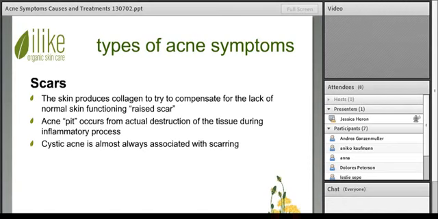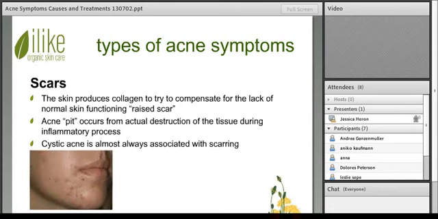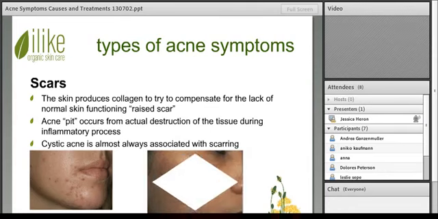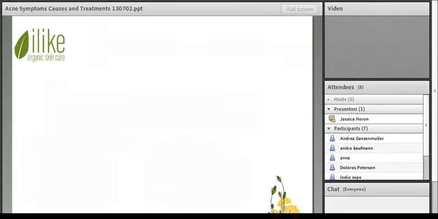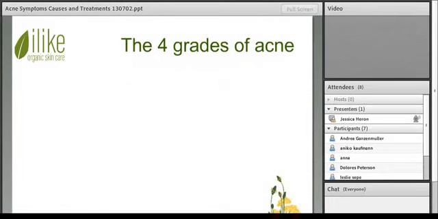Acne pit occurs from actual destruction of the tissue during the inflammatory process. Cystic acne is almost always associated with this type of scarring. And we'll see different types of raised scarring, and also pigmentation scarring, which is more of a darkening or a pigmentation in the skin, and then the pit scarring, which can be much more deforming and much more permanent, and much more difficult to control as far as reducing the appearance of the pit scarring. It can last for years or a lifetime if it's untreated. There are treatments today that will help improve the appearance of the pit scarring. And those are going to be some very invasive treatments that are going to have downtime and a lot of maintenance in between as well.